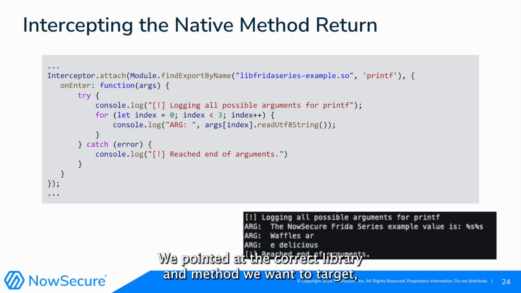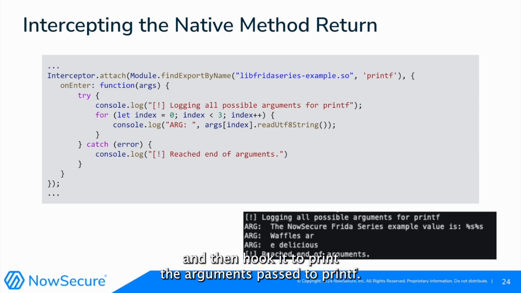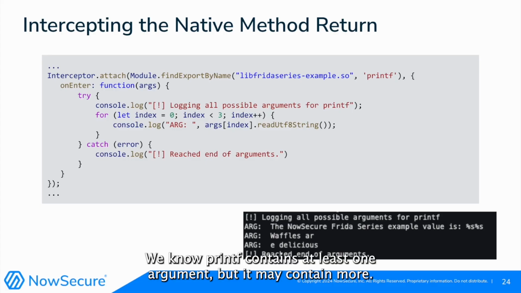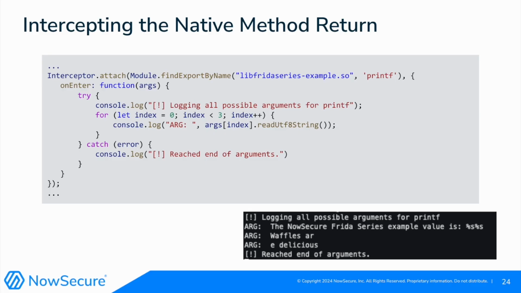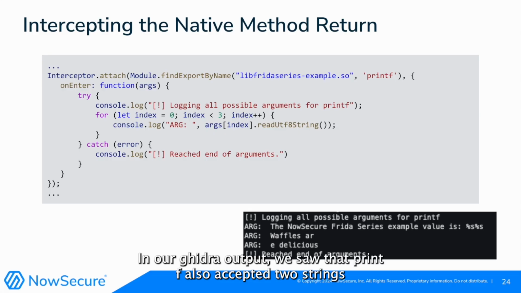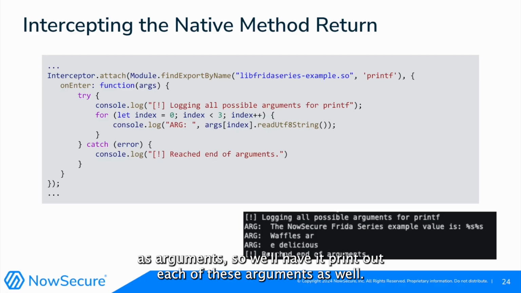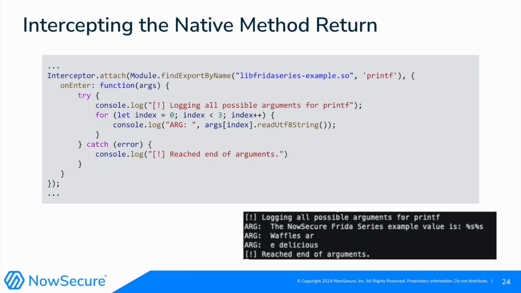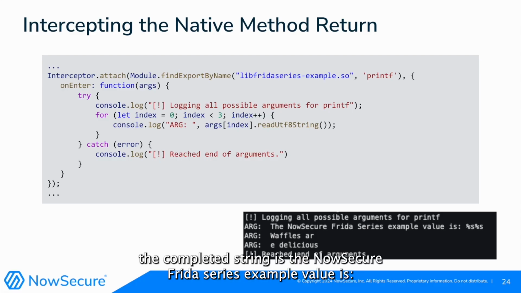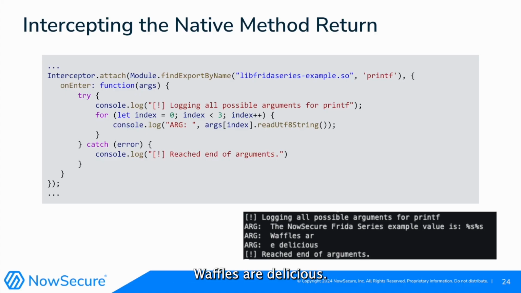We point it at the correct library and the method we want to target, and then hook it to print the arguments passed to printf. We know printf contains at least one argument, but it may contain more. In our Ghidra output, we saw that printf also accepted 2 strings as arguments, so we'll have it print out each of these arguments as well. Sure enough, the completed string is: "the NowSecure Frida series example value is waffles are delicious."